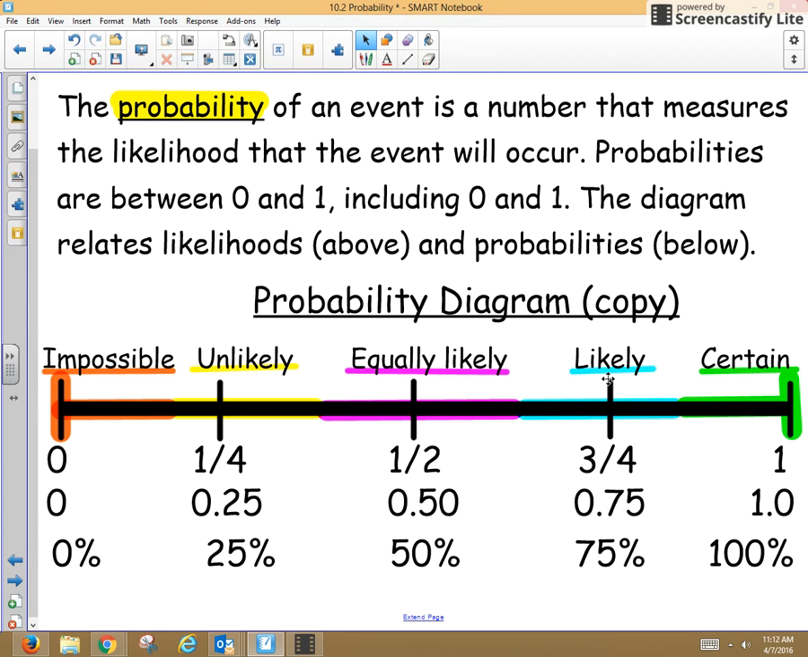Likely is a range somewhere between maybe 60 and 90%. Now, you only have certain if you reach 100%. You cannot have something certain if it's 99% because there's still a 1% chance it may not happen.